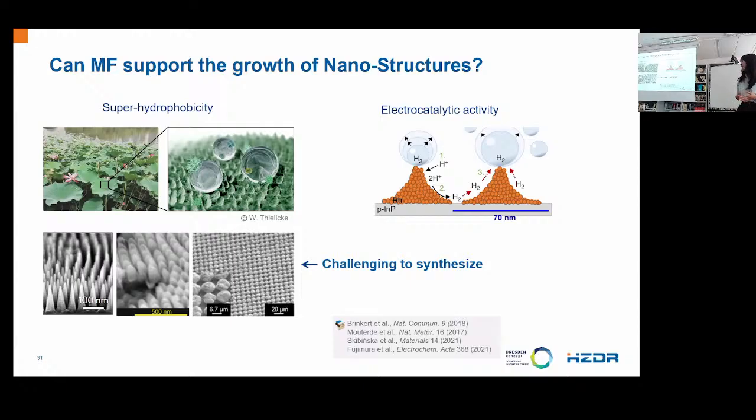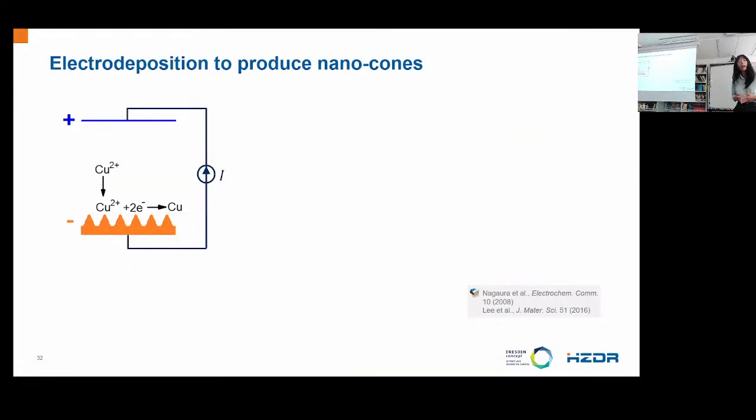synthesize them. And among different methods, electrodeposition is a simple and convenient way to produce structured layers. Here we have a sketch. On the top is the anode, on the bottom, the orange part, the cathode. And metal ions, shown here as copper ions, dissolve into the electrolyte, and as soon as the electrochemical cell is connected to the power station, the metal ions will move towards the negatively charged cathode, where they capture electrons and deposit as solid metal onto the cathode surface.